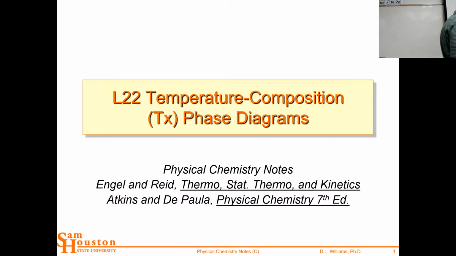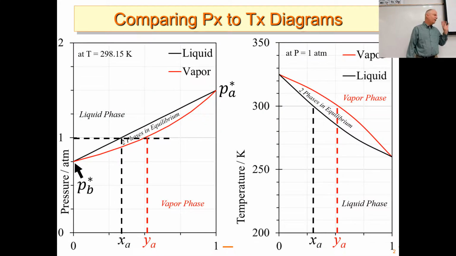Now we'll do the temperature composition phase diagrams. So on the left we have the pressure or px phase diagrams, and we're going to switch over now to the tx phase diagrams. And look what's happened to the liquid and vapor phases. On the left, the liquid is on top, the vapor's on bottom because it's pressure. But when we switch to temperature, vapor's on top and liquid's on bottom, because at low temperatures you have liquids, high temperatures you have vapors.